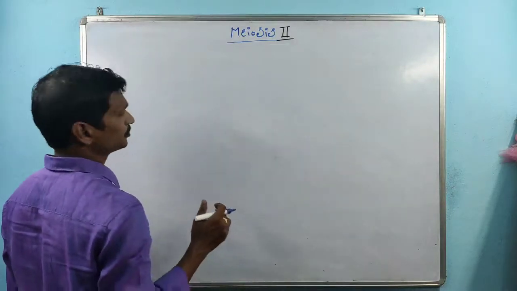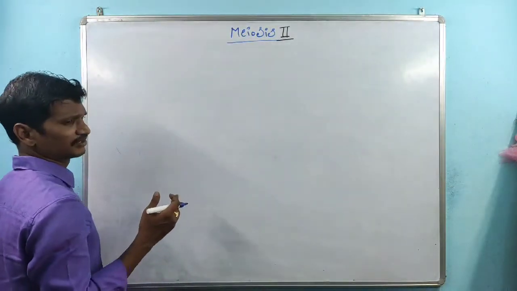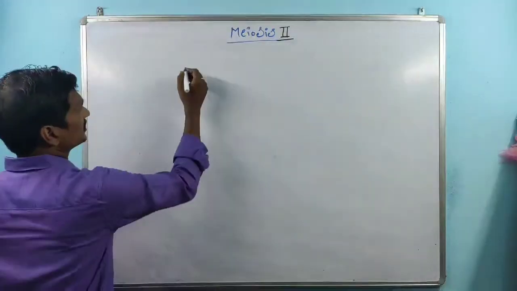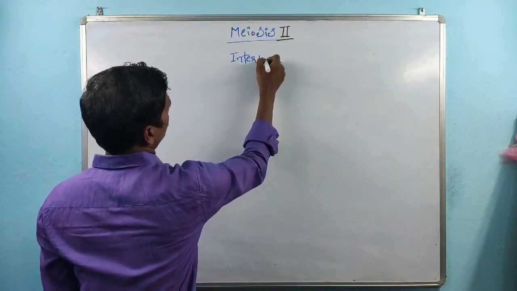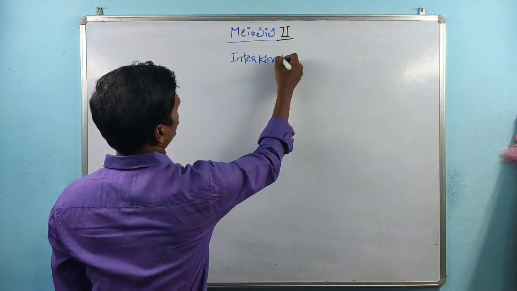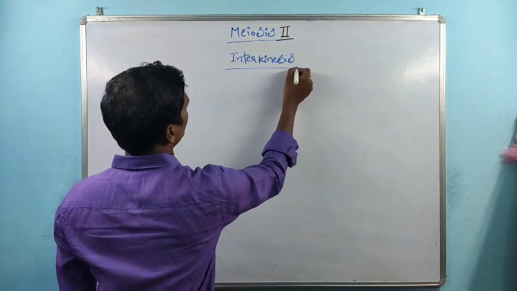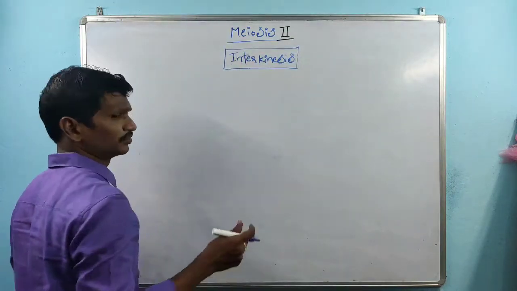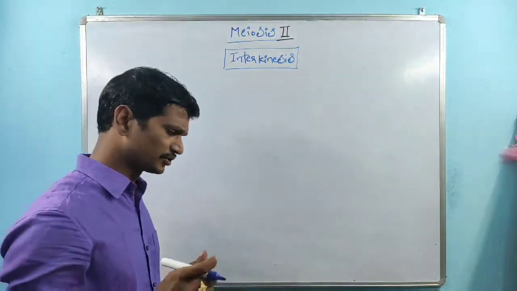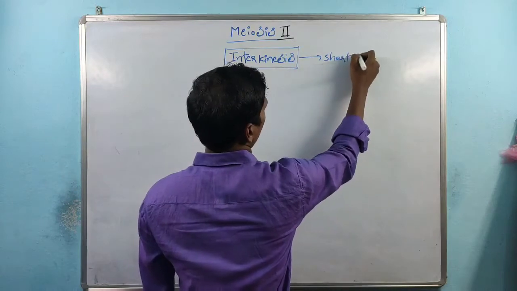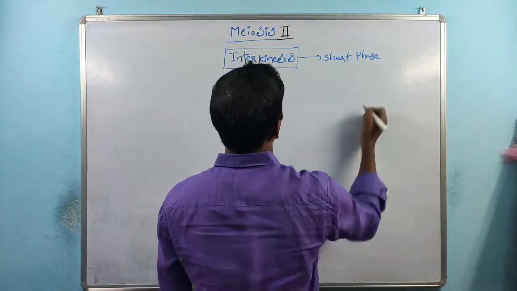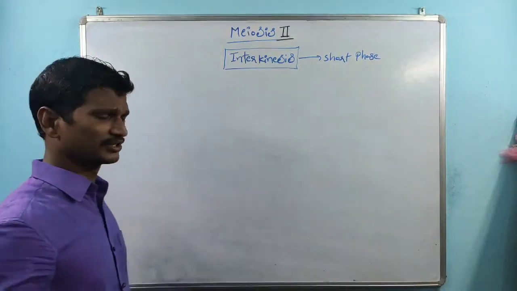Within meiosis 2, we know there is again a phase called interkinesis. Between meiosis 1 and meiosis 2, there is a very short phase. This short phase is called interkinesis.